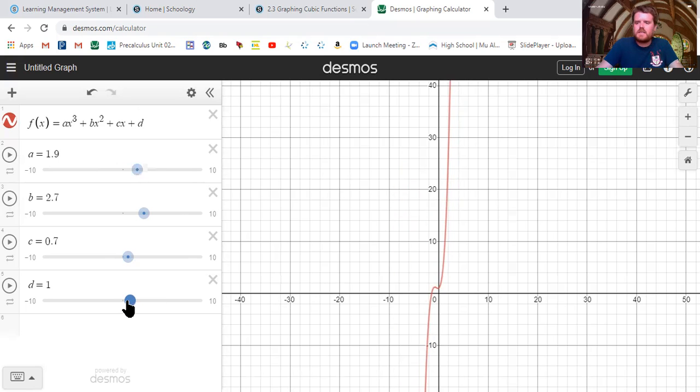The d, the constant here, and this is true for any function, whether it's cubic or otherwise, the higher d is, it shifts the graph up, and the smaller d is, it shifts the graph down. So d moves the graph up and down, a makes the graph wider or more narrow, and if it's negative, remember that it'll flip.